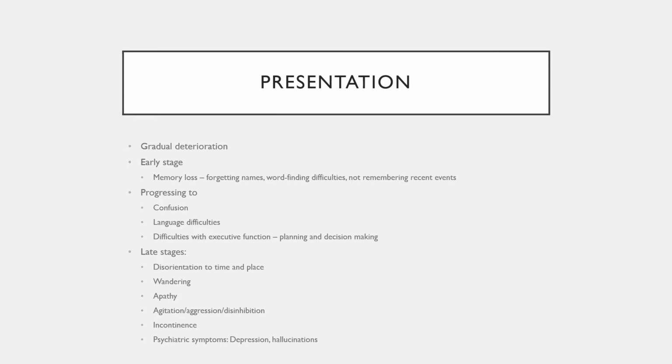In the later stages, they will become more disorientated to time and place. You might find them wandering and they'll become less safe at home. They may become quite apathetic, and you can also get personality changes like agitation, aggression, and disinhibition. Incontinence is often a feature, and there are also psychiatric symptoms such as depression and hallucinations.